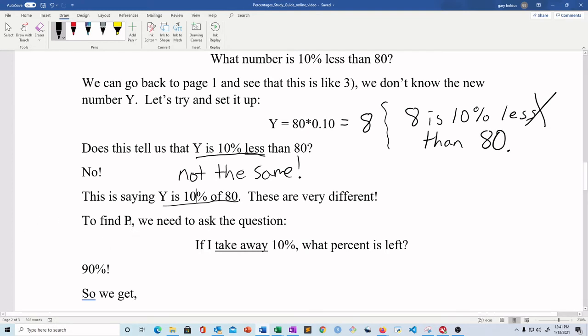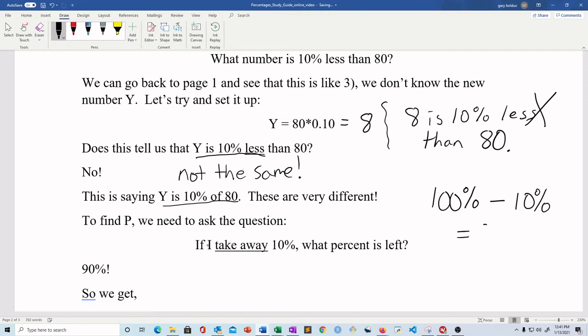It says to find the percentage I should use, we need to ask this question. If I take away 10%, what percent is left? So what do I mean by that, right? If I have 100% here, I got all of the 80, and then I take away 10%, what percent is left? Well, 90% is left. So here's the trick.